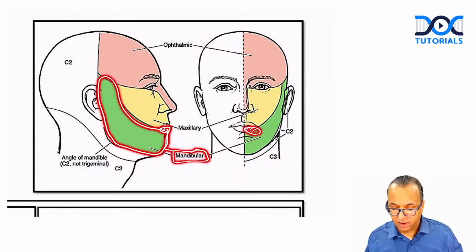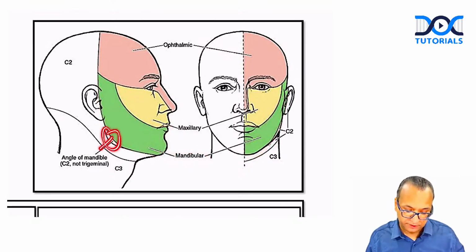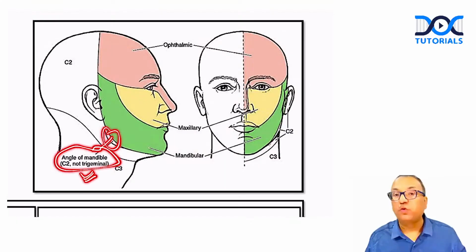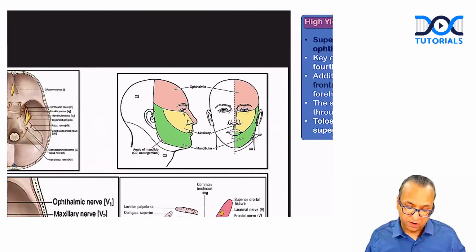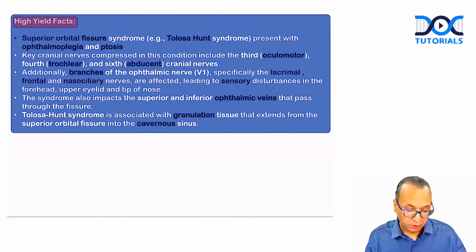So lower lip and area over mandible, but except the angle of mandible, because the angle of mandible is supplied by greater auricular nerve, root value C2, 3, chiefly C2. Greater auricular nerve also supplies the greater part of the auricle. So keeping all that in mind, superior orbital fissure syndrome, example Tolosa-Hunt syndrome.